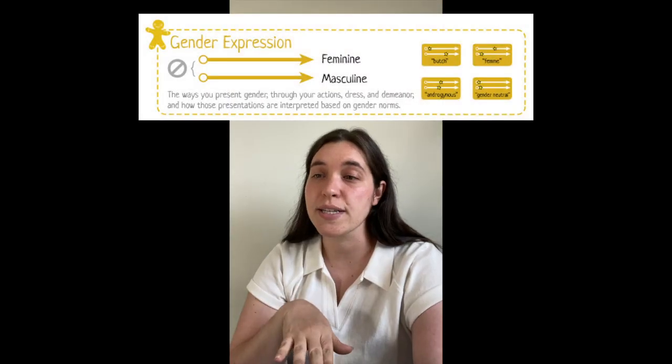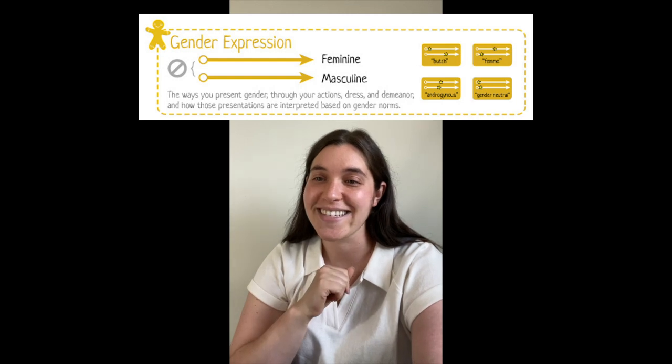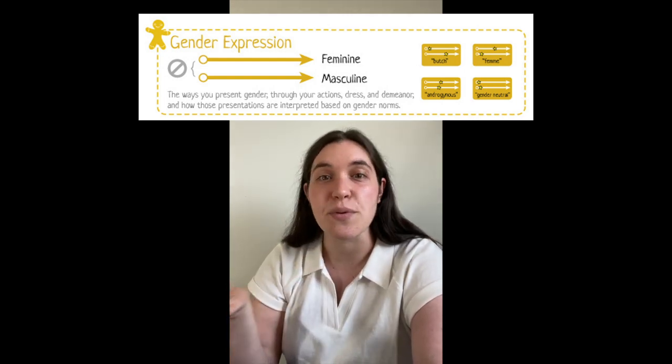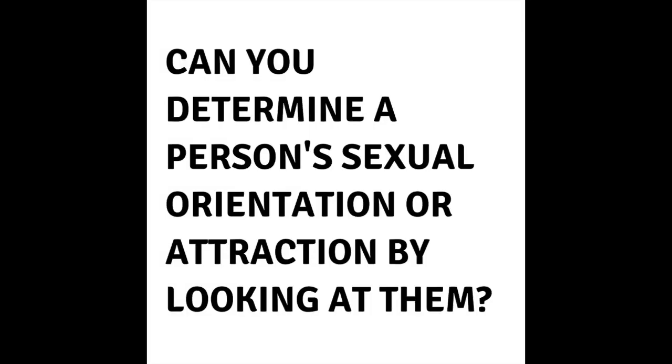If you wrote gender expression, you're absolutely correct. That means their clothes, their appearance. These are things that we see when we first meet someone, right? Now, can you tell a person's sexual orientation or attraction by looking at them? Nope. Because the only physical thing you can see is a person's gender expression, not who they are romantically attracted to or not attracted to.